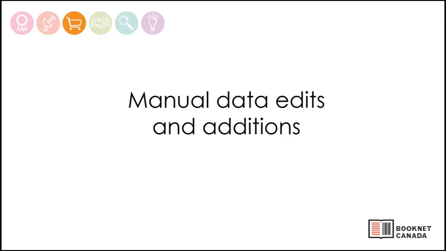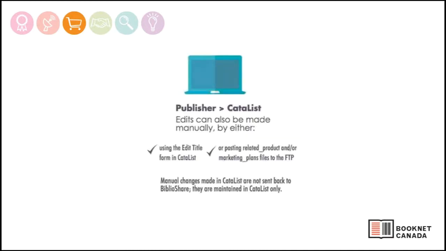I'm going to spend a little more time talking about the manual data edits and additions that can happen in CataList. It's the next piece of the data puzzle, and one of the main ways that you can get supplemental data into the system. There are a few ways to edit CataList records and add more data. There are the direct editing tools in CataList itself, and you can also submit supplementary data files.